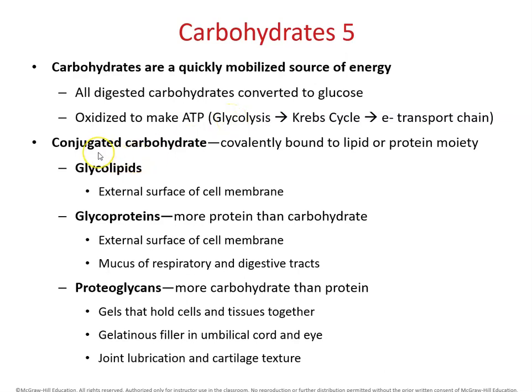We also have something called conjugated carbohydrates. Conjugated carbohydrates are where carbohydrates are put together in a complex with either a lipid or a protein in order to do a specialized job. So glycolipids are a combination of a carbohydrate plus a lipid, and they're attached to our cell surfaces. They stick out from the cell membrane and they're used in some signaling and cell recognition.